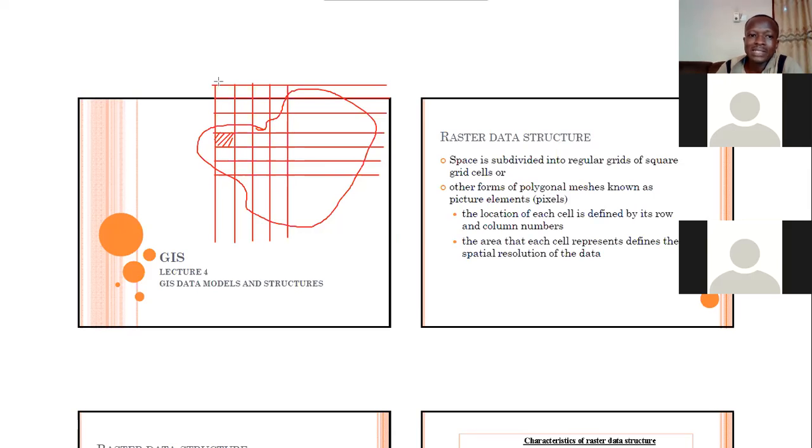Okay, so what does it mean? It means that we can have 1, 2, 3, 4. Are you getting that? 1, 2, 3, 4. So this is row 1, column 1. To identify this cell, we just need to refer to the row and column numbers. So the location of each cell is defined by the row and column numbers. That is the whole idea of the raster data structure.